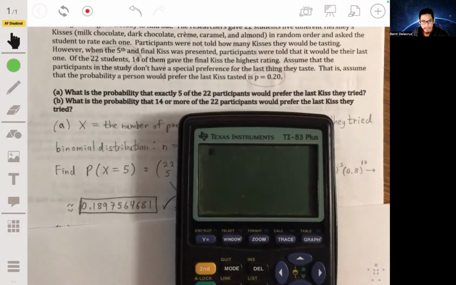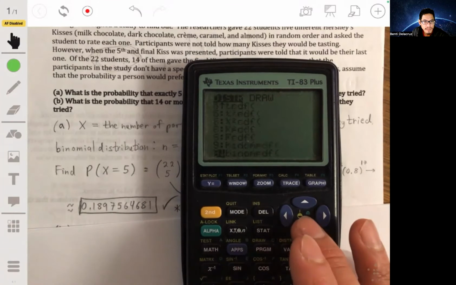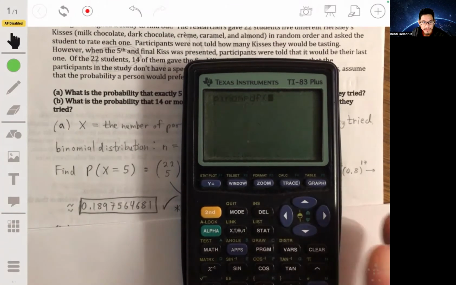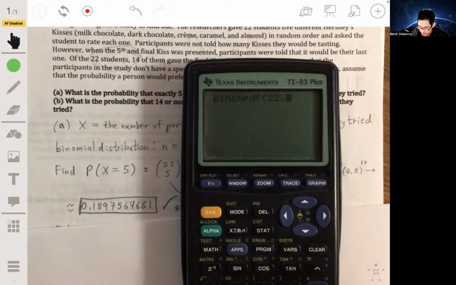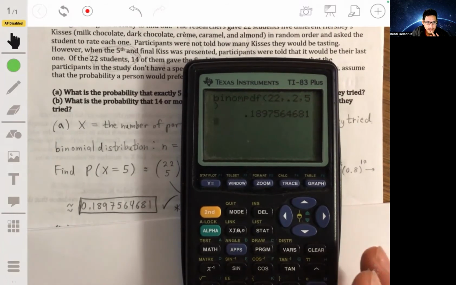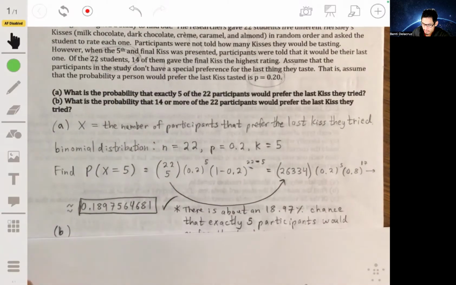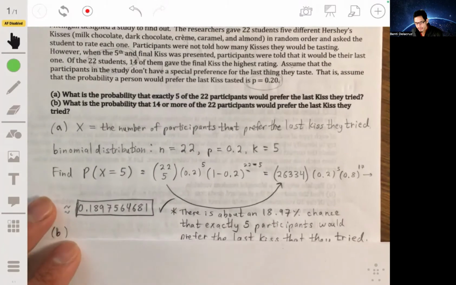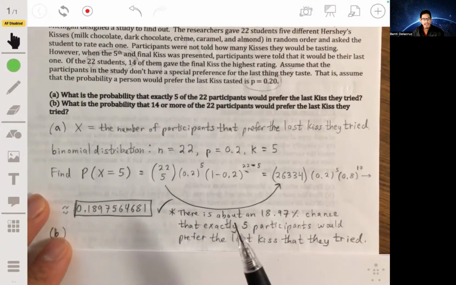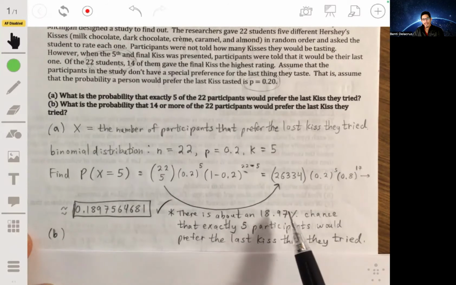I'm going to go to distribution, go down to binomial PDF, n, so 22, comma, p, 0.2, comma, k, which is 5. So npk, the binomial PDF, bang, I get that answer, 0.1897, so about 19%. About the same as by hand, but that's faster. Again, make sure you write out what this means. The probability that exactly 5 of the participants would pick the last kiss that they tried will be about 18.97%.